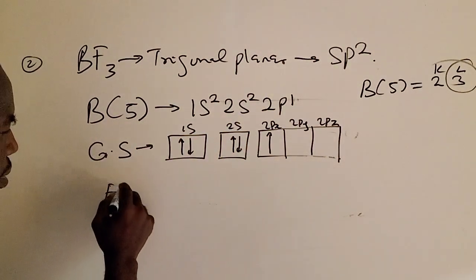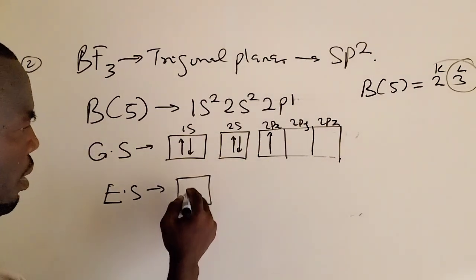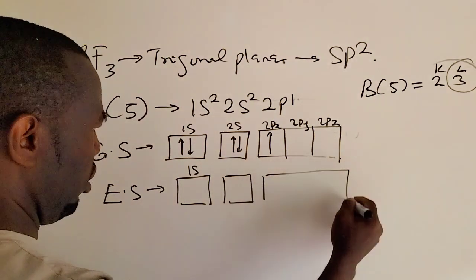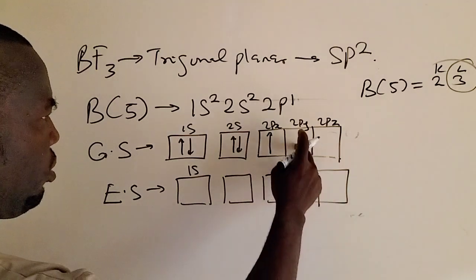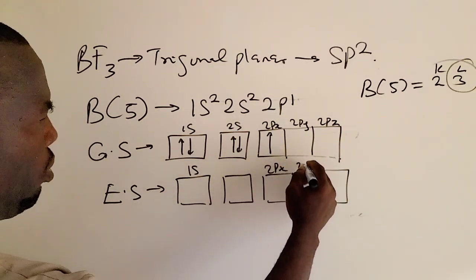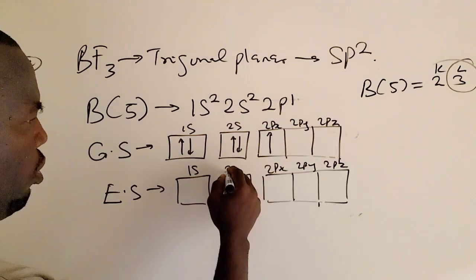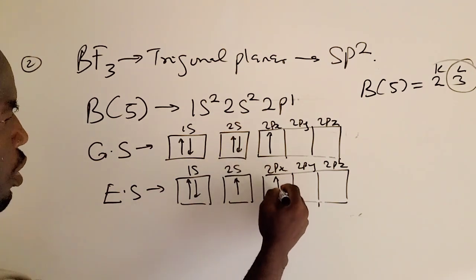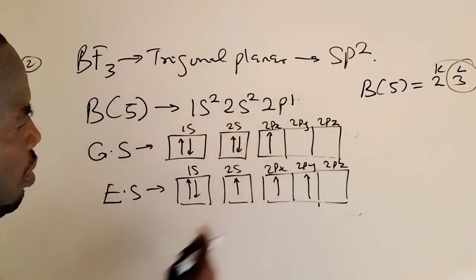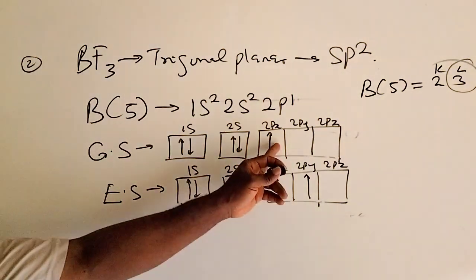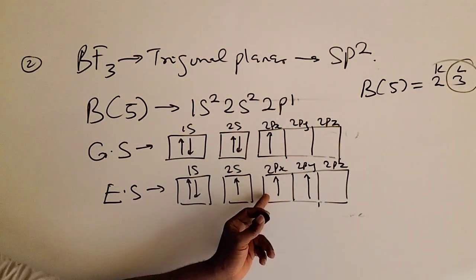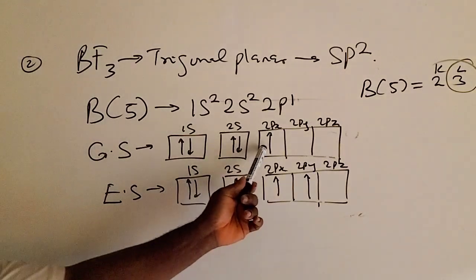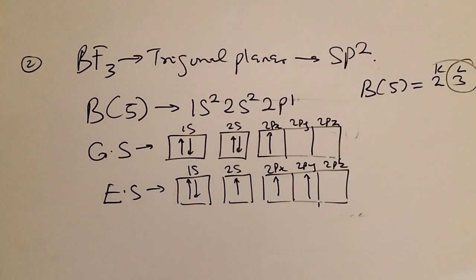So we'll talk about the excited state before we talk about hybridization, whereby an electron in the 2s orbital will absorb light energy and be promoted to an empty 2p orbital. So we have 2 electrons. One electron from the 2s will absorb energy and then move into one of the empty 2p. You cannot enter here. You have to look for an empty one, because it must be in accordance with Hund's rule of multiplicity: for such an energy level, electrons will go singly before they start pairing.